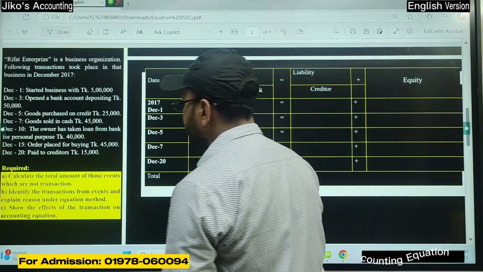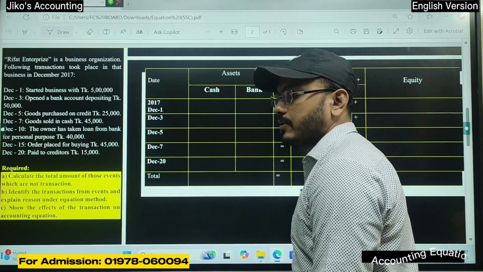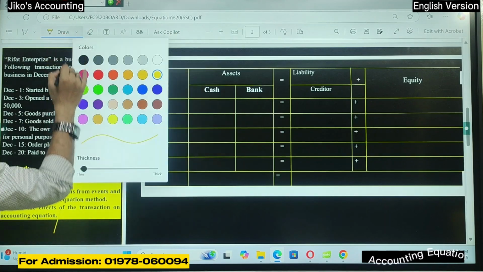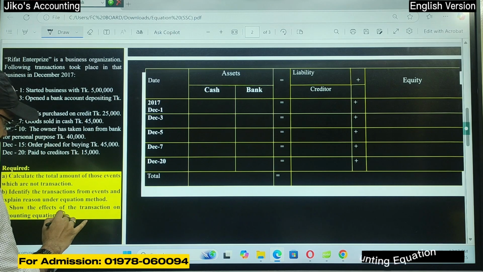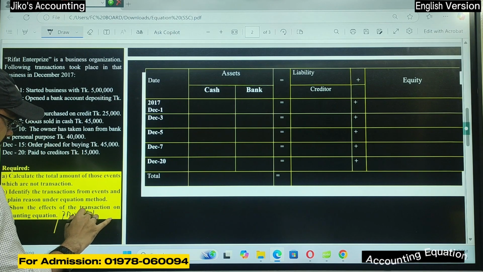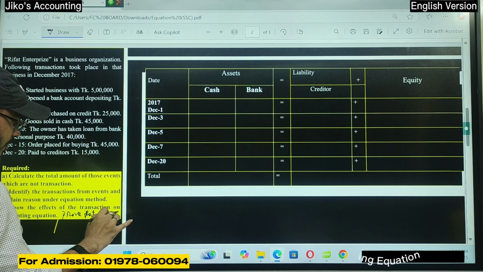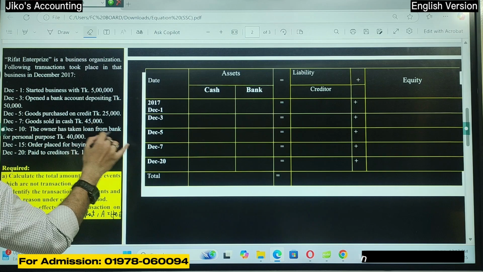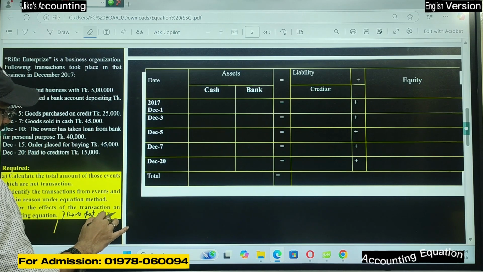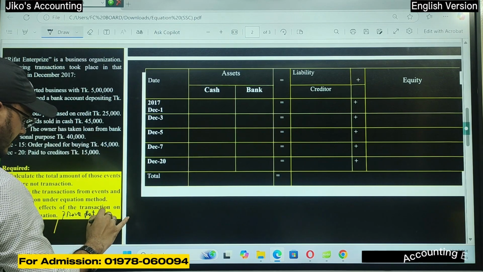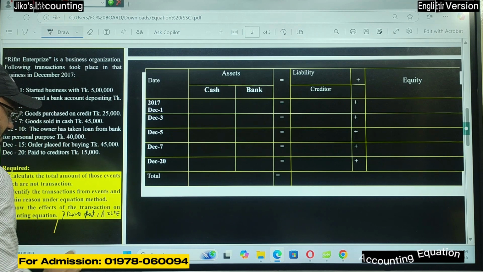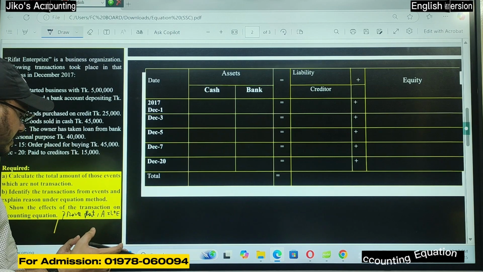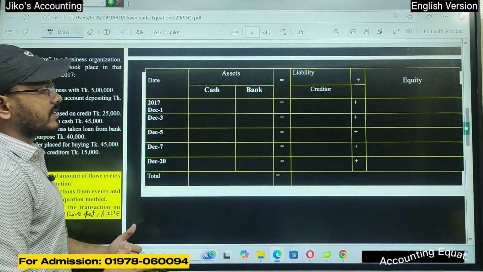What is the requirement? Show the effects of the transactions on the accounting equation. Or you might have been told, prove that A equal to L plus OE. Both are similar formats with the same answer. L plus OE or E. Showing the effects of the transactions on the accounting equation is synonymous with proving that A equals L plus OE.